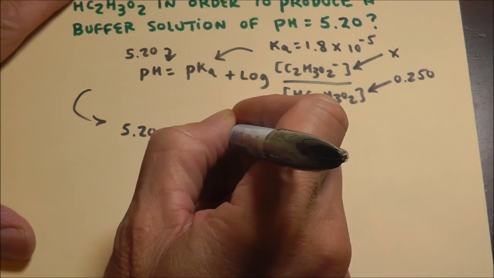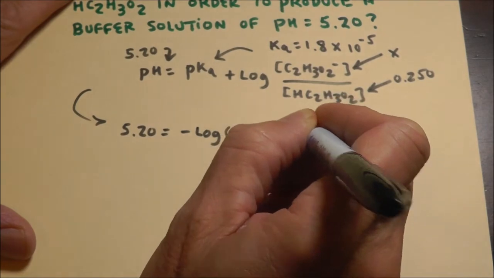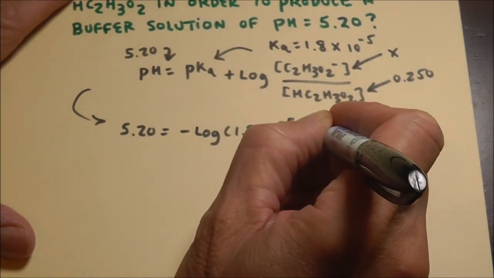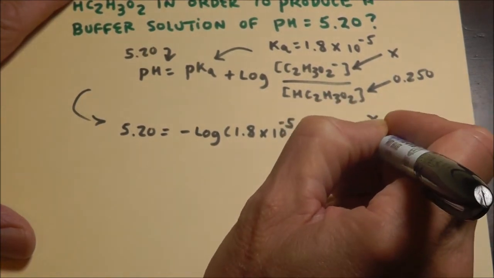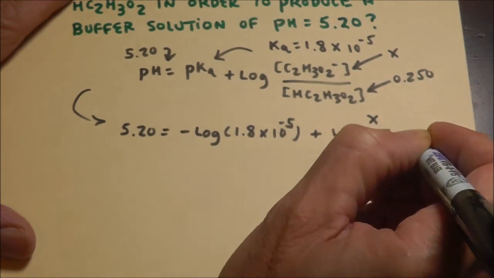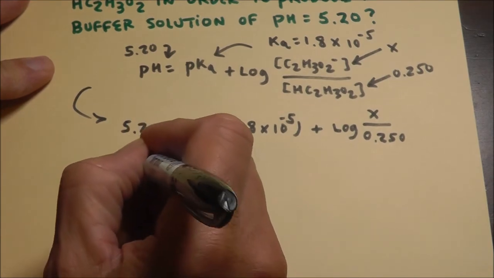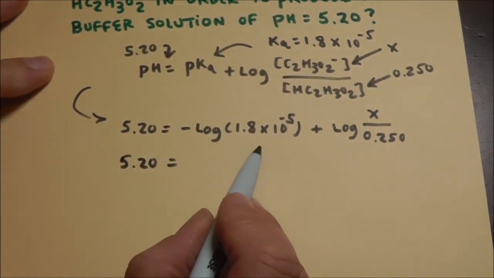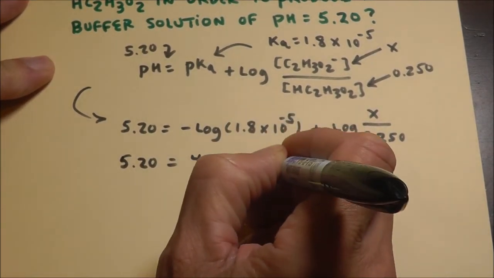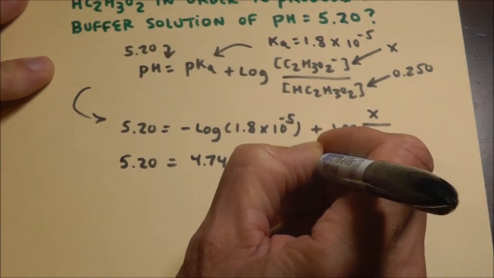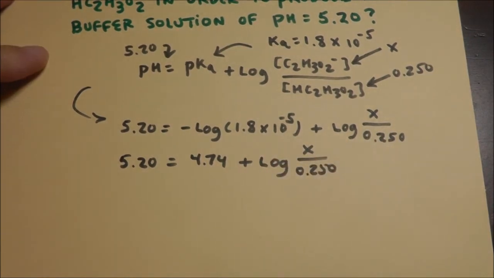pKa is the minus log of 1.8 times 10 to the minus 5, which is 4.74. We did it in the other problem, but we'll keep going with it here. Plus log of X over 0.250. This is a solve for X problem, but let's keep going. 5.20. Now, if you remember from the last example, this was 4.74. We got an order of operations issue here. We got to get the log of X over 0.250 by itself.